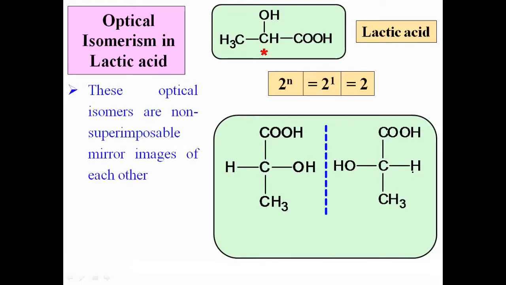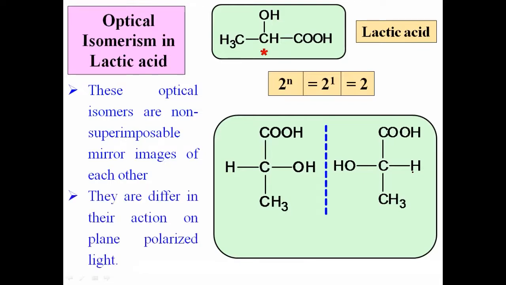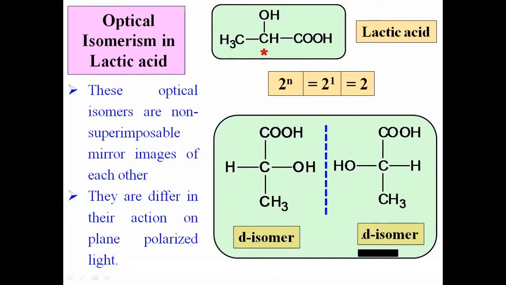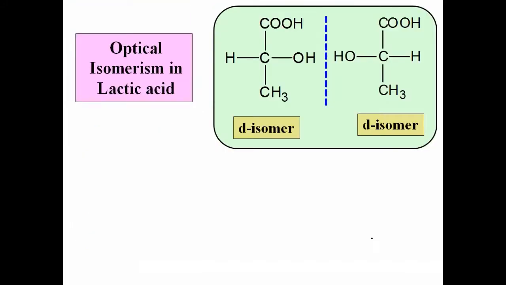So that is the first point we are stating. Thus these 2 are optical isomers and they are non-superimposable mirror images of each other, hence they are enantiomers. Now they differ in their action on plane polarized light. One can rotate the plane of polarized light in a clockwise direction, and it is called the dextro isomer, while another can rotate the plane in an anti-clockwise direction, and this is called the L isomer, or we call it the Leo isomer. Okay, these are the 2 possible isomers. One is the dextro and the second one is the Leo isomer.